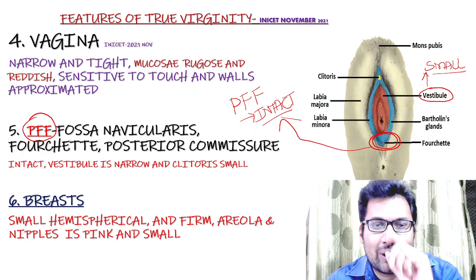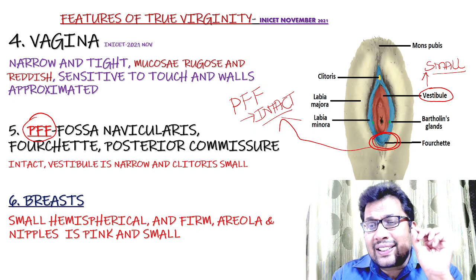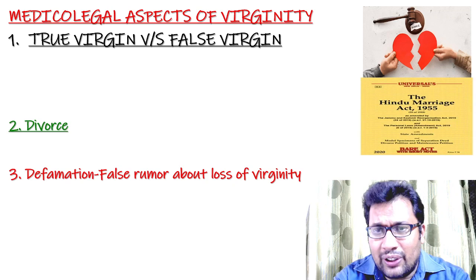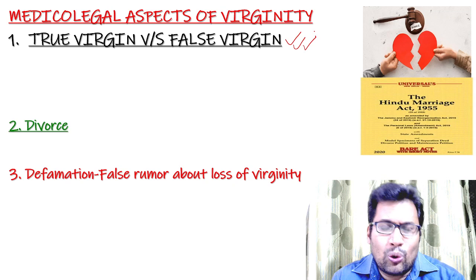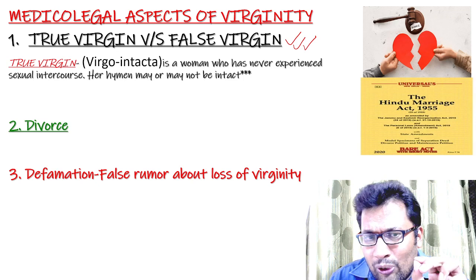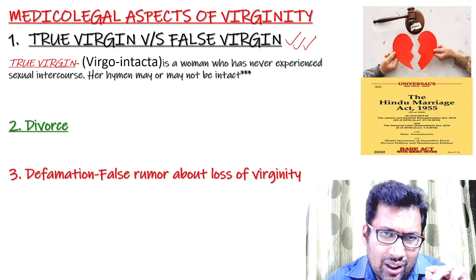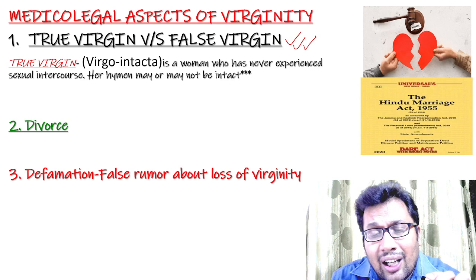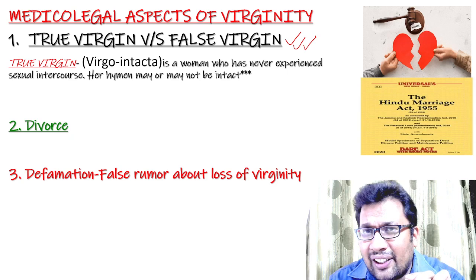Now let's discuss the medicolegal importance of virginity. The first, very commonly asked, is true virgin and false virgin. What do you mean by true virgin? What do you mean by false virgin? True virgin, also known as virgo intacta, is a woman who has never experienced sexual intercourse. Her hymen may or may not be intact. This is given in K.S.N. Reddy's recent edition.